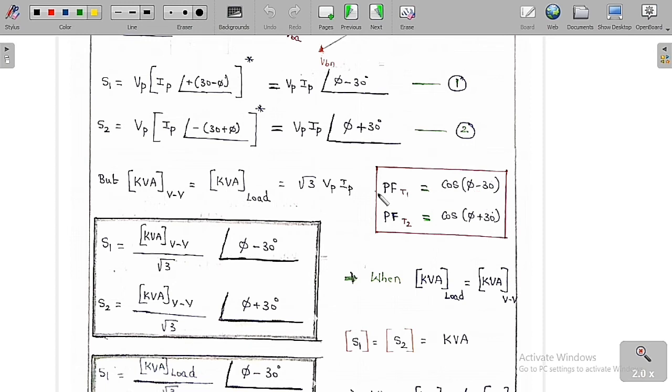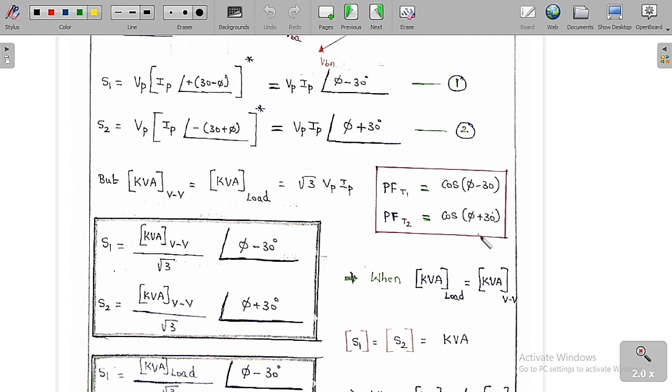So the power factor of transformer 1 is equal to cos of phi minus 30, and the power factor of transformer 2 is equal to cos of phi plus 30. One is phi minus 30 and one is phi plus 30. Power factor means the phase angle between the corresponding voltage and the corresponding current; take the cos of that angle. That is the meaning of this.